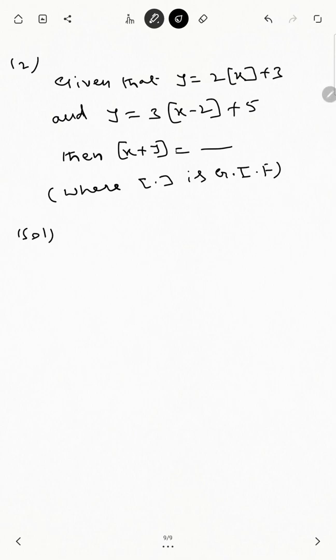Solving the given equations. So what are the equations here? y is equal to 2 into integer part of x plus 3 and y is equal to 3 into integer part of x minus 2 plus 5.